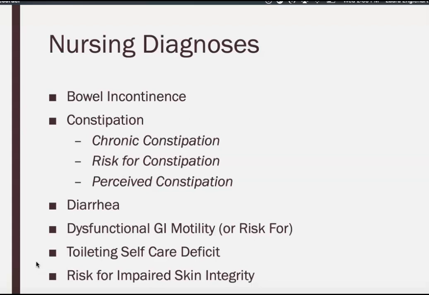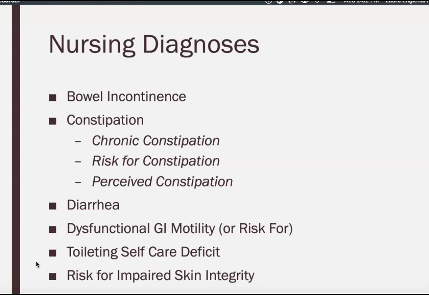Breaking down constipation a little further, we have chronic constipation. This typically lasts 3 months or longer and may persist for years. Unrelieved constipation may eventually result in a fecal impaction in which dry, hard stool lodged in the rectum cannot be passed. Then there's risk for constipation. This is an appropriate diagnosis for clients with an increased risk because of bed rest, medications, or potentially surgery. Perceived constipation is an appropriate diagnosis for a client who makes a self-diagnosis of constipation and uses laxatives, suppositories, or enemas to ensure a daily bowel movement.